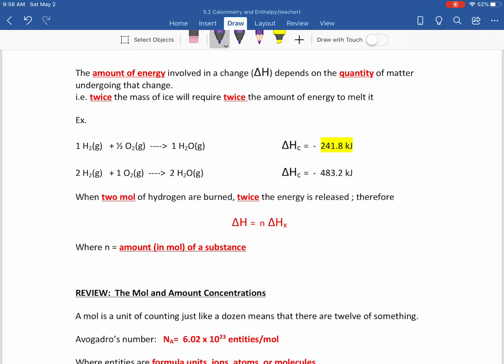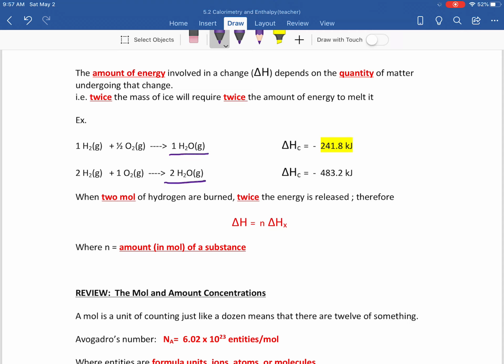So obviously, if you are blowing up 1 gram of substance versus a kilogram of substance, if you're blowing up that kilogram, you're going to make a lot more energy than just 1 gram. So that's what we're talking about with the amount of energy involved. The more substance you have, the more capability there is. Okay, so let's take a look here.